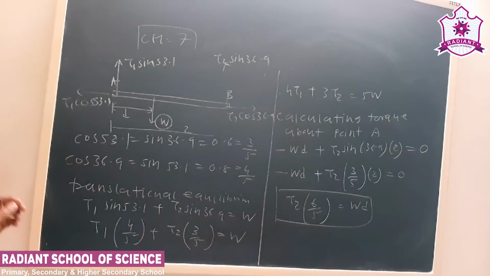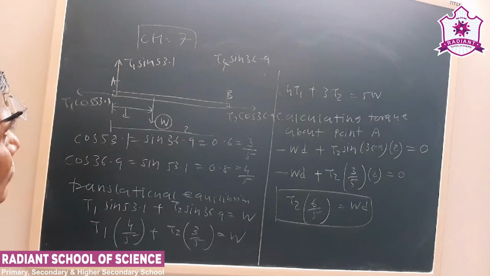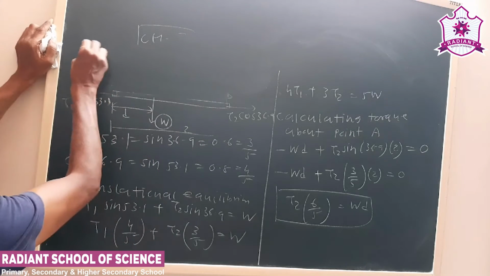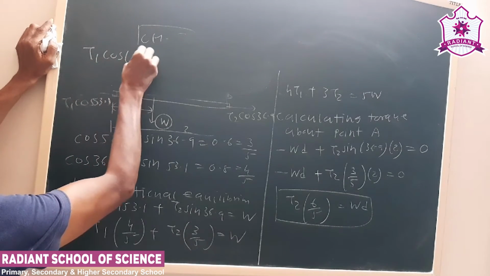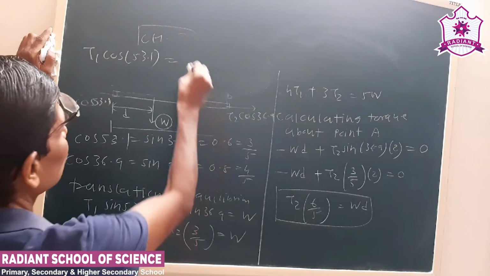Okay, now, if we consider equilibrium of the horizontal forces, we can take T1 cos 53.1 should be equal to T2 cos 36.9.